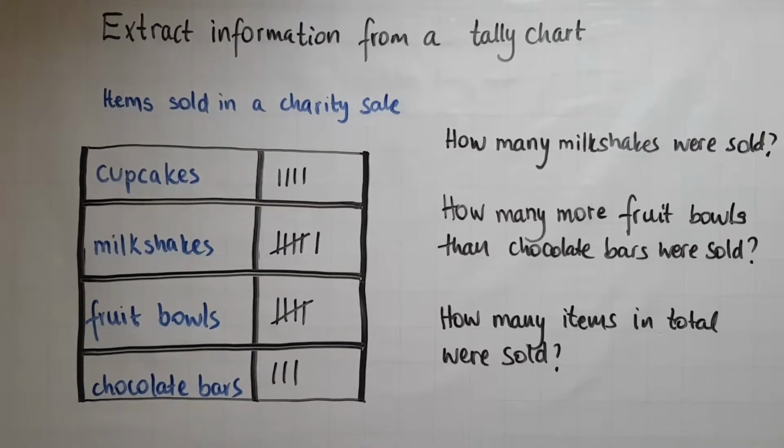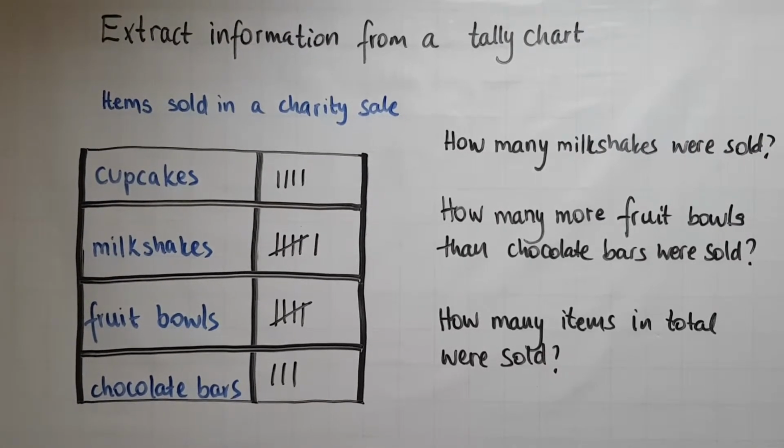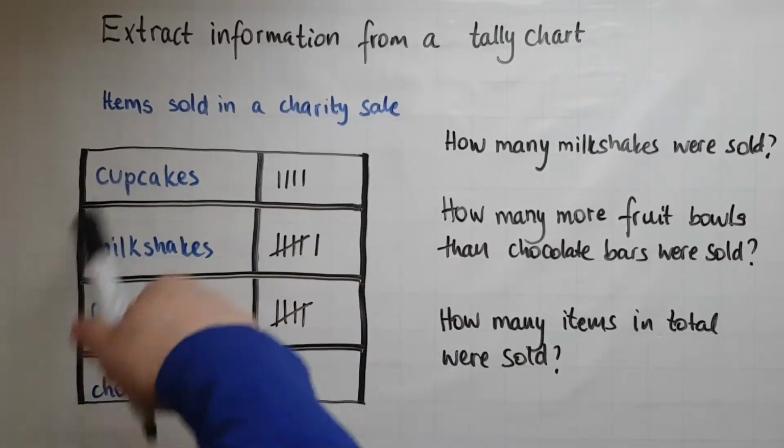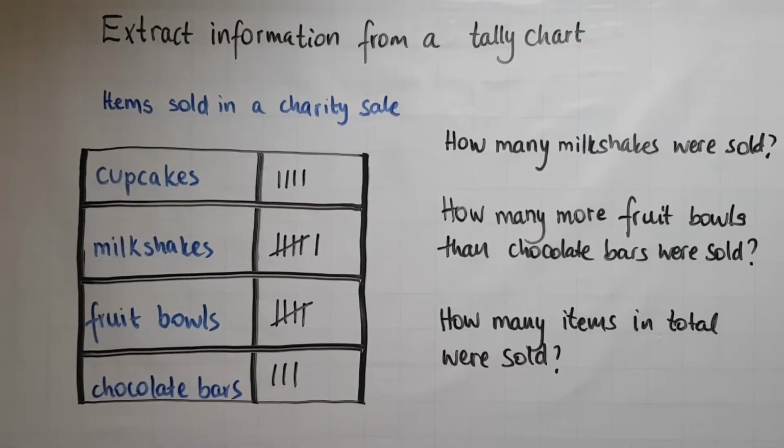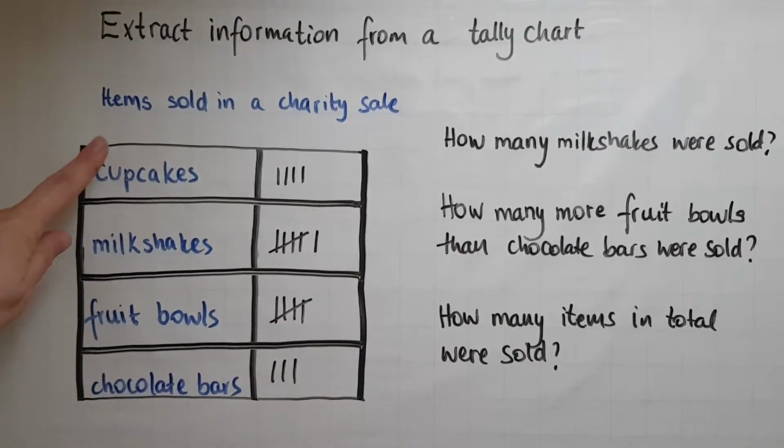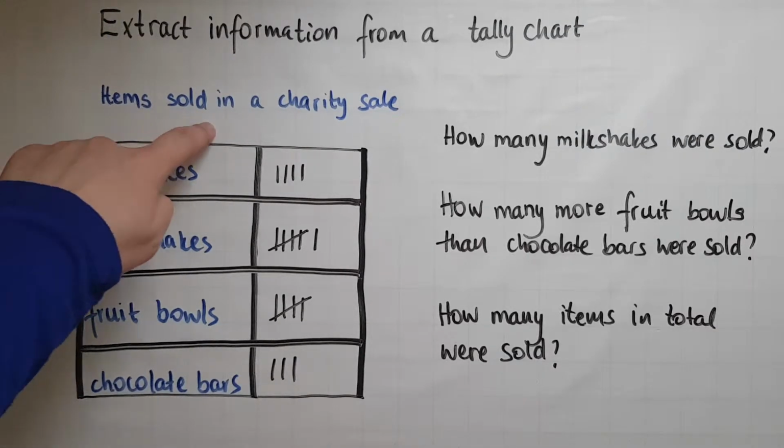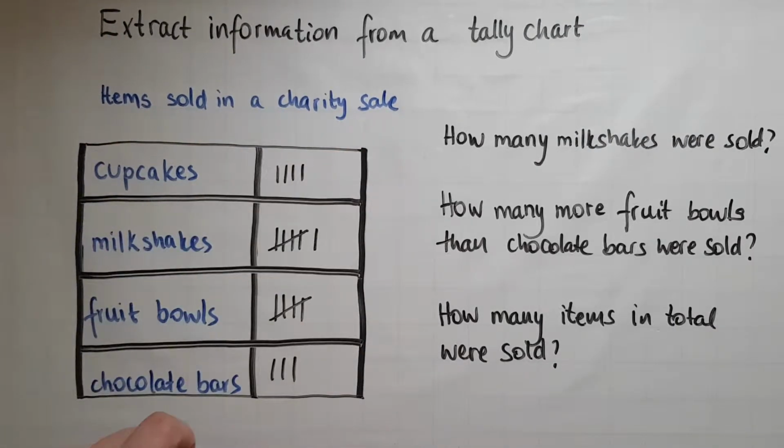In this video, we'll learn to extract information from a tally chart. Here we've got a tally chart that I've drawn. It is about items sold in a charity sale. We've got cupcakes, milkshakes, fruit bowls and chocolate bars.